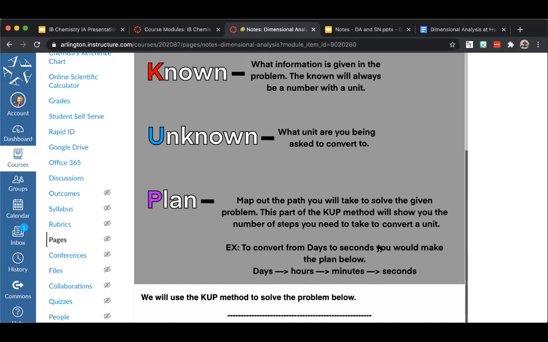So really, depending on what your known and your unknown is and what conversion factors you have to work with, your plan could be 1 step, 2 steps, 3 steps. I mean, there are some problems where it's like 5 or 6 steps. We're not necessarily going to have any that are that long, but just know that it could be 1, 2, 3, 4 steps. It just depends on what you're given to work with on your conversion factors.